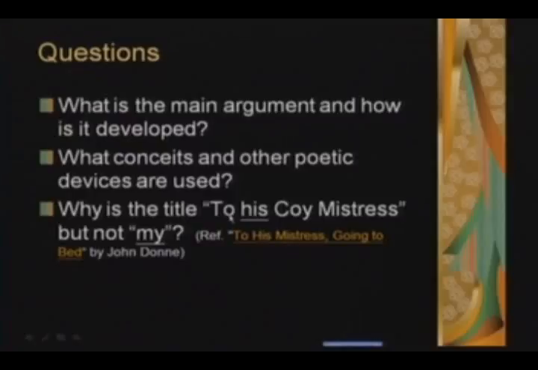An interesting question we can ask here is why "To His Coy Mistress", but not "To My Coy Mistress"? This is a question that I think we as contemporary readers will ask, but not the readers of their time, the readers in the 17th century. Because I think the convention has it that they talk about "to his mistress", "to his lady", but not "to my lady", "to my mistress".